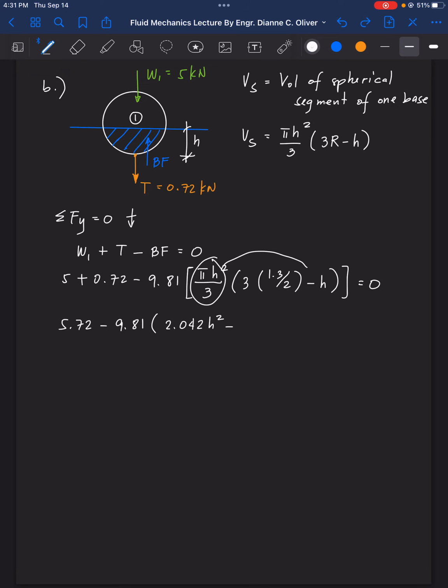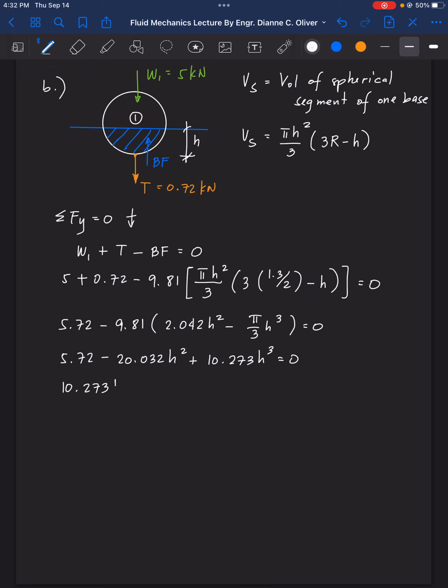So that is pi over 3 h cubed equals 0. And then we have here 5.72 minus, distributing 9.81, that is 20.032 h squared plus 10.273 h cubed equals 0. So this is now 10.273. You can use shift solve here if you have shift solve in your calculator. But if none, you can use the equation mode.